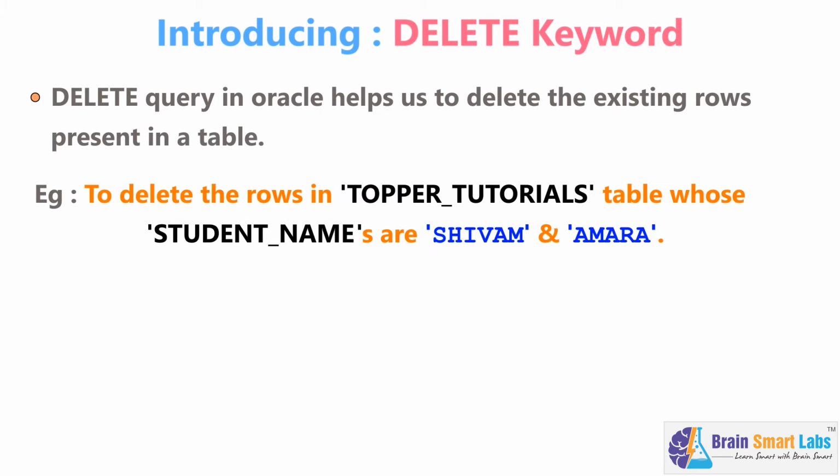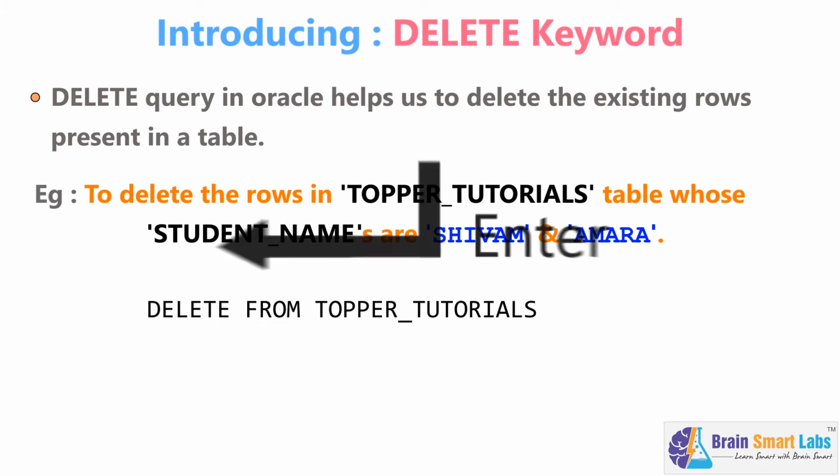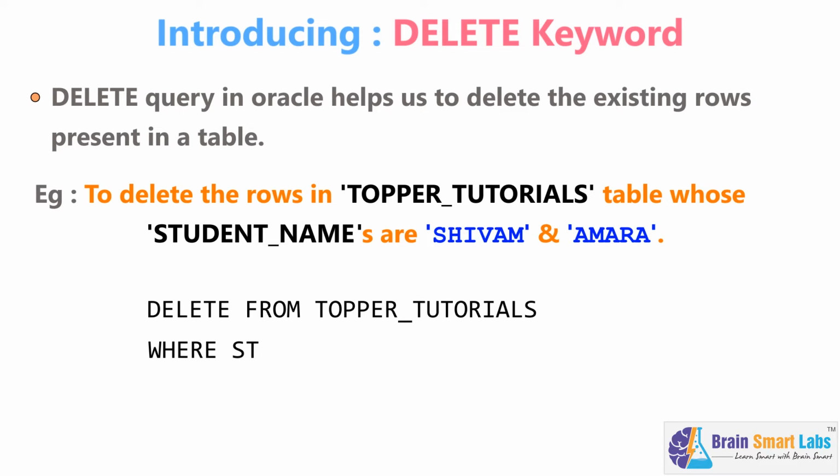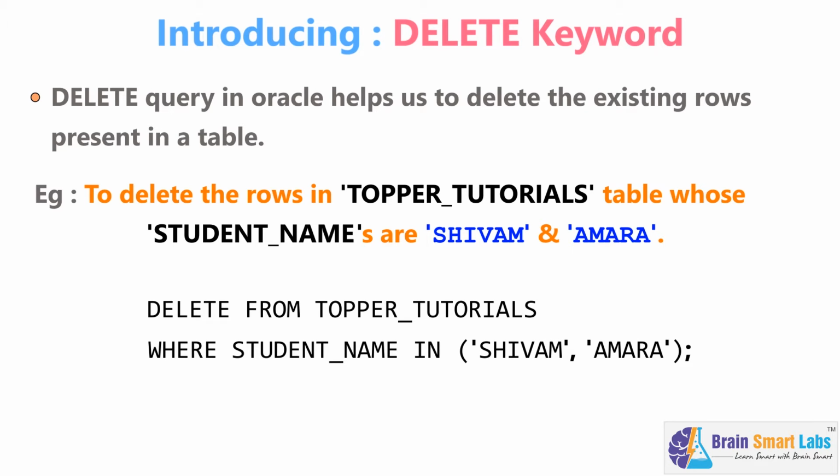Yes, for deleting a record completely from the table, you need to select one or multiple rows using a where clause and then delete it from the table. For example, to delete the rows in the Topper Tutorials table whose student names are Shivam and Amara, we need to write the query as delete from Topper Tutorials in the first line, where condition in the second line which selects the following rows of Shivam and Amara.